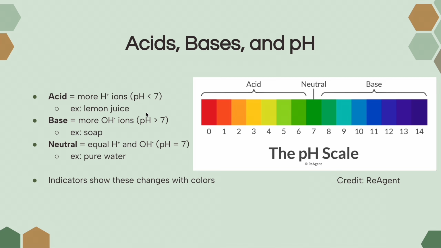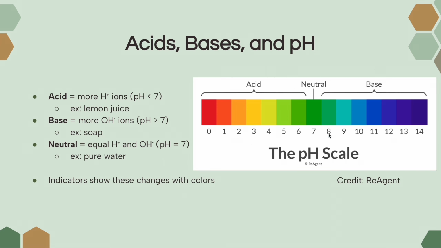And a basic solution has more OH- ions with pH greater than 7. An example would be soap. And the neutral solution, as you can know from the name, has a balance of H+ and OH- with pH equal to 7, like pure water.